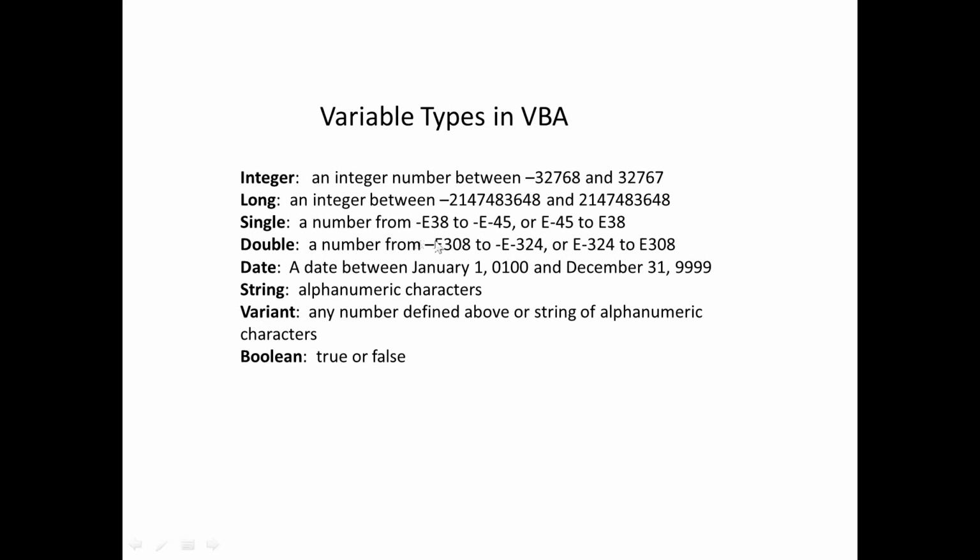Single precision number goes from minus e to the 38, so that's a large negative number, to minus e to the minus 45, so that's a negative number that's near zero, or it's in the range of e to the minus 45 to e to the 38. Okay, so it's a large number that's negative to a small number that's negative, or a small number that's positive to a large number that's positive.